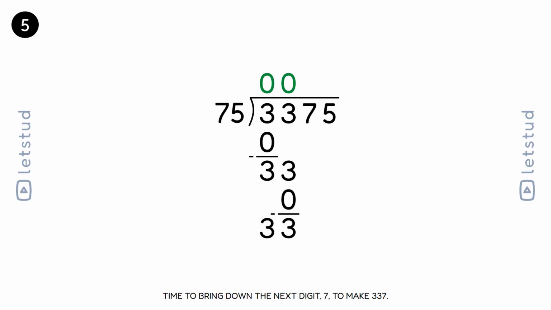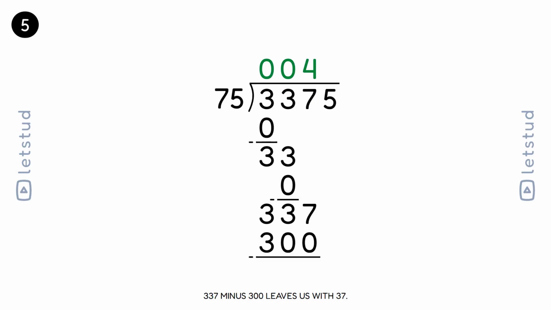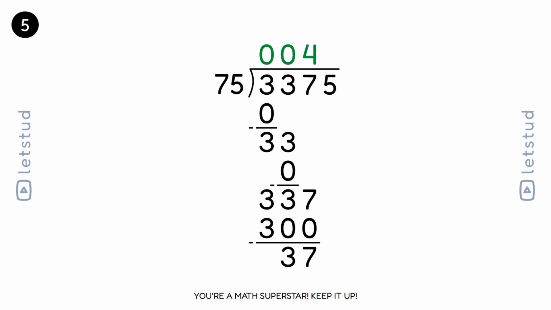Time to bring down the next digit, 7, to make 337. We have 337 now. Let's find out how many times 75 goes into 337. We brought down the 7, making our number 337. 75 fits into 337 4 times. 4 times 75 is 300. 337 minus 300 leaves us with 37. You're a math superstar, keep it up.